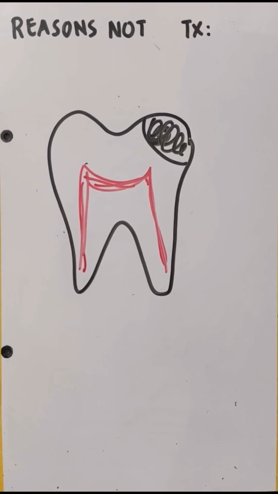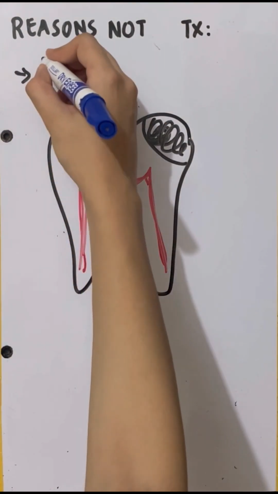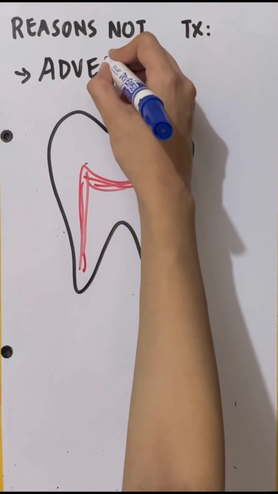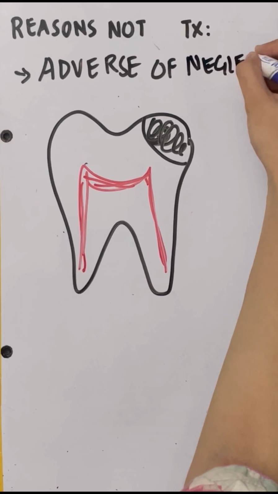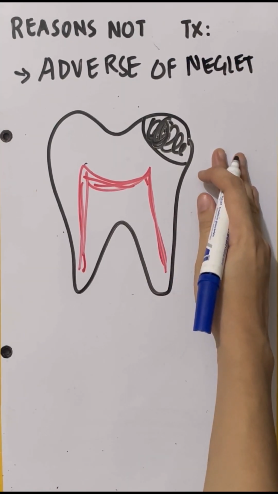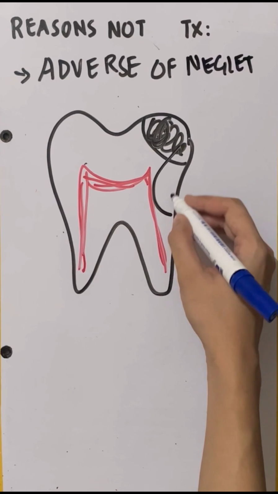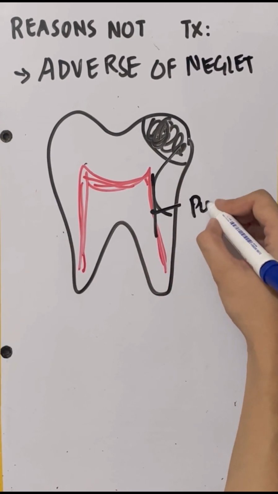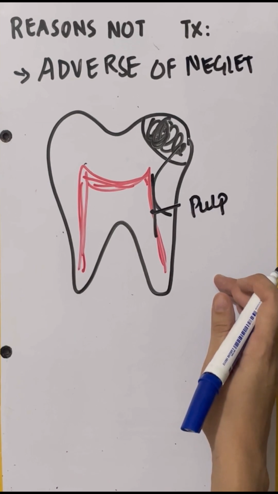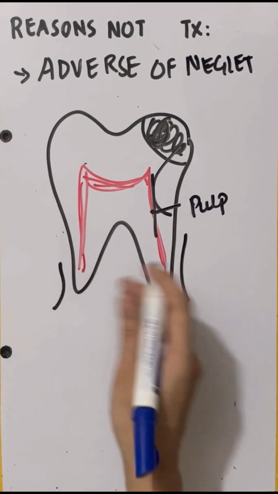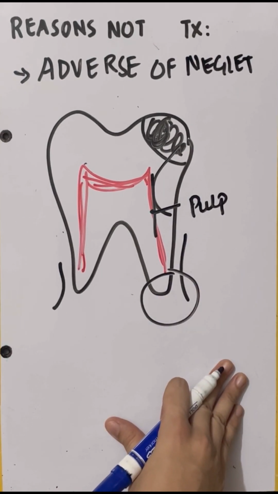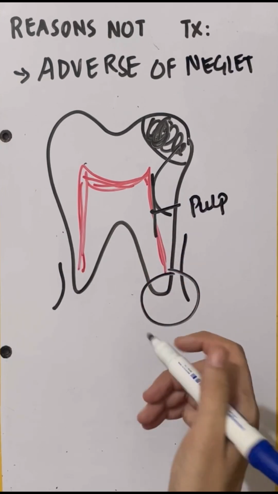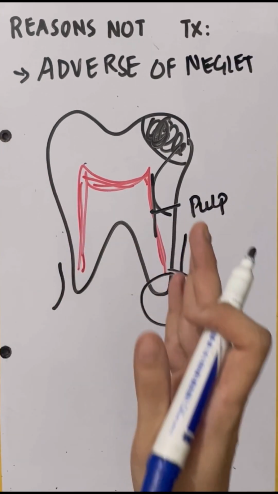Then there are some reasons which lead us to treat the lesion. The first is the adverse effect of neglect. So what is the adverse effect of neglect? For example, there are caries. They are small and we are not removing them. There are chances that in future they will involve and expose the pulp. They can also infect the periodontal ligament, and a periapical abscess can result if we are not treating the tooth. And there are also chances that we can lose the tooth if the damage is a lot.